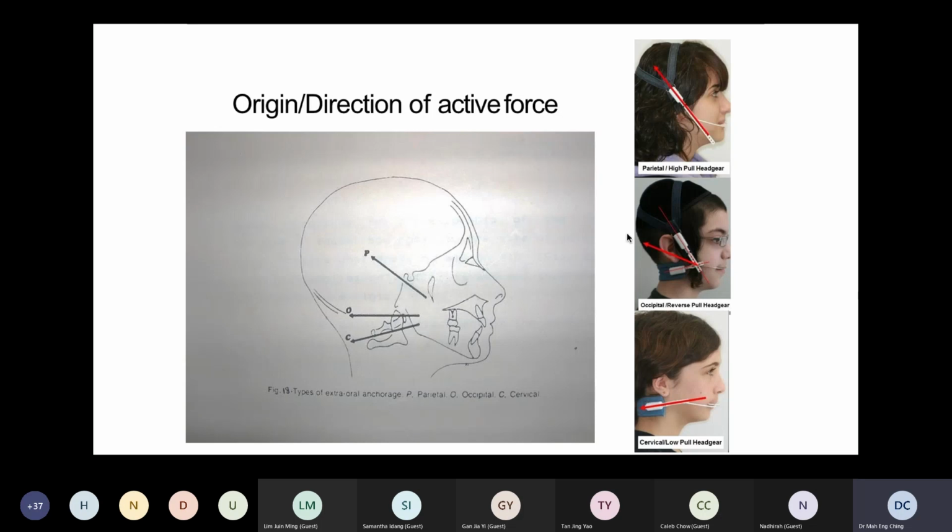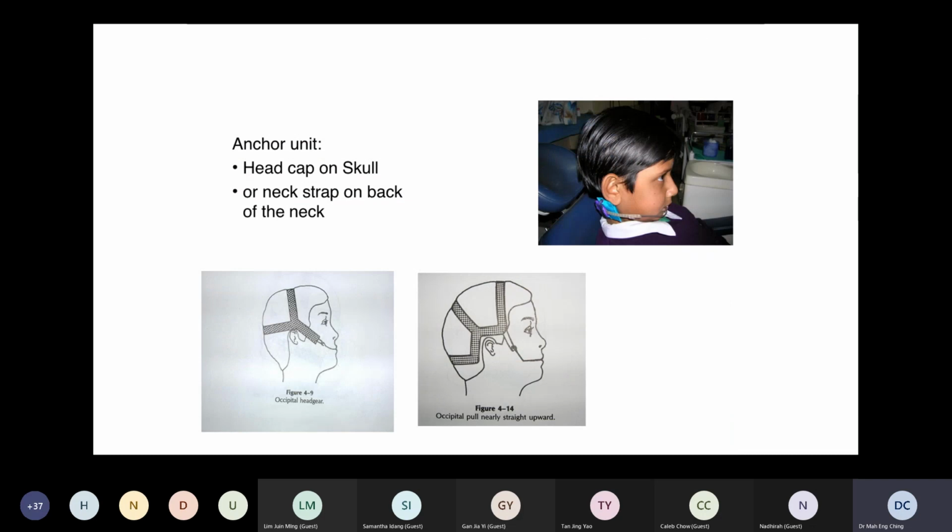This one will give you the occipital pull, which is the middle pull. Then we can have a low pull, which is attached to the cervical or the neck strap. So this one is considered a low pull headgear. For the anchor unit, it can be a head cap on the skull or the neck strap on the back of the neck. So this is a neck strap.